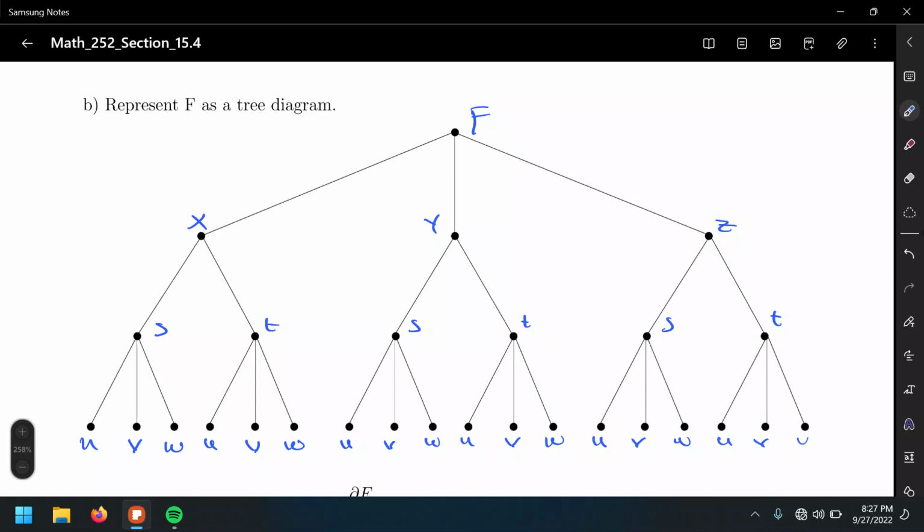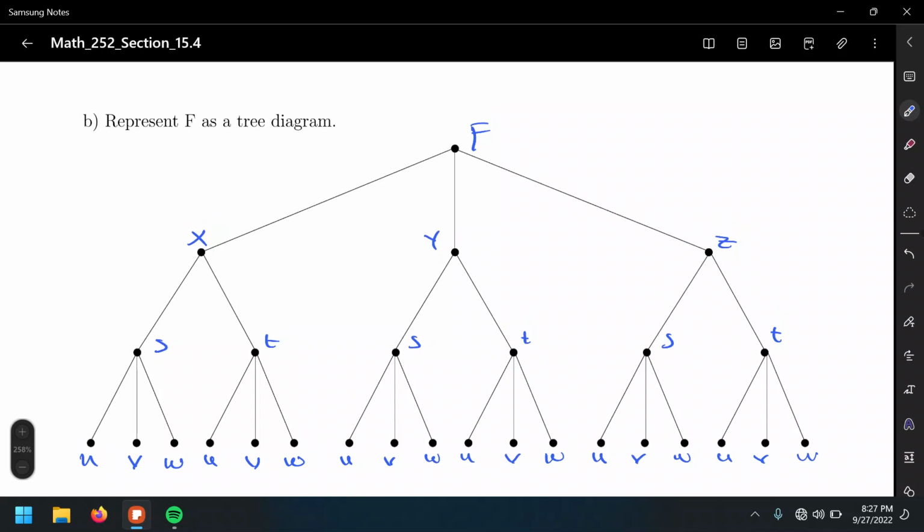So of course, whenever you have a problem like this, even if you're not asked to do a tree diagram, just go for it. Just do it. It's gonna help us a lot.